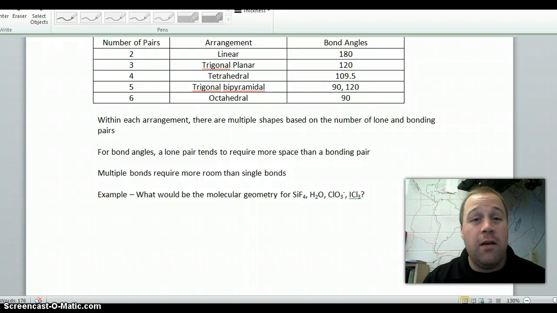Lone pairs tend to take up more room than a bonding pair, so usually you'll see a question like, what would you expect the bond angles to be? If there's a lone pair there, you expect it to take up a little bit more room, so the bond angles tend to shrink a little bit. So with something like trigonal planar, if one of the things coming off the central atom is a lone pair, it'll take up a little bit more room, so the bond angle between the other 2 pairs would be less than 120.